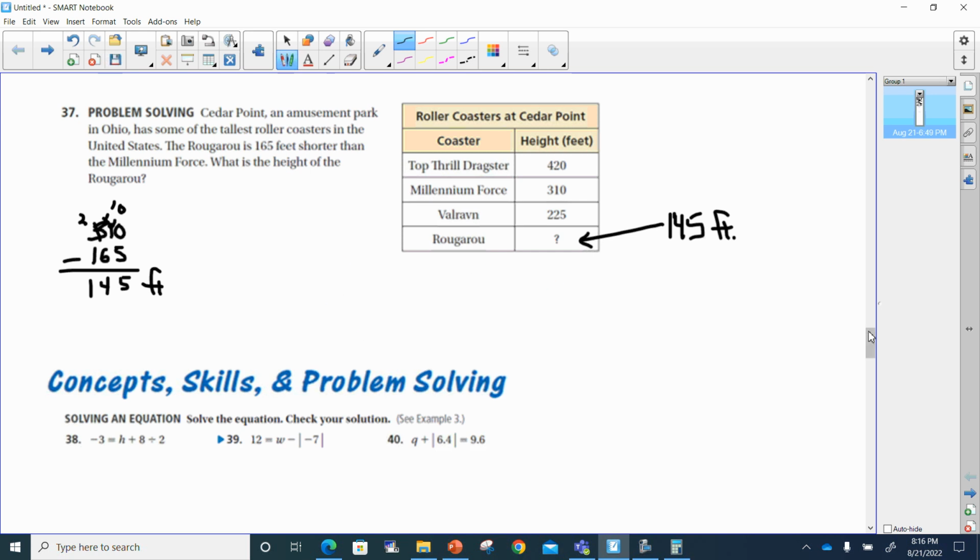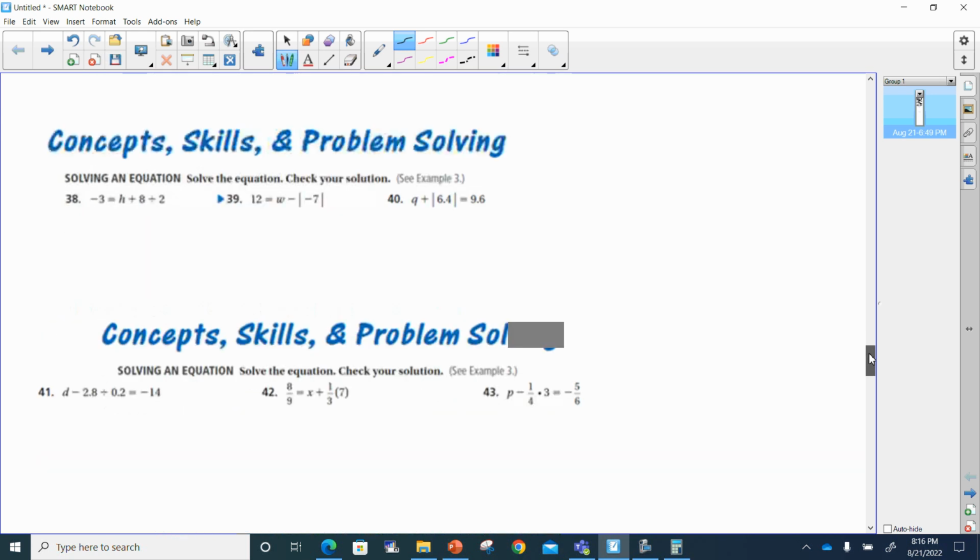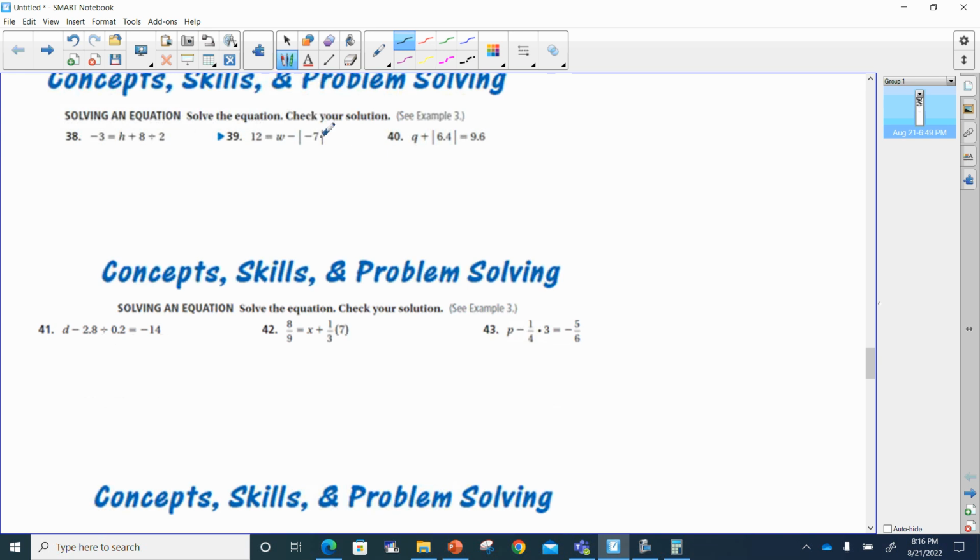All right, let's look at number 39. Solve the equations. Oh boy. This time they have absolute value signs. We have to remember the absolute value sign means how far a number is from 0. All right. So if this is the absolute value sign, this is really 12 is equal to W minus 7, because negative 7 is 7 away from 0. Now that negative doesn't belong in here, so it doesn't go away. When I solve this, I'll add 7 to both sides to get W by itself. And that means 19 is equal to W.